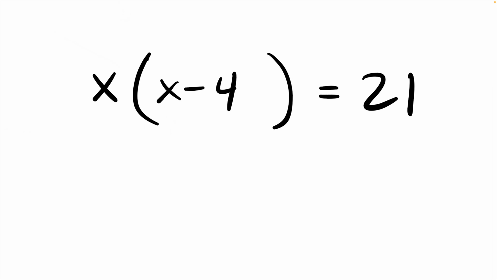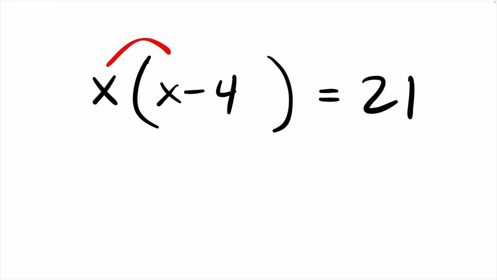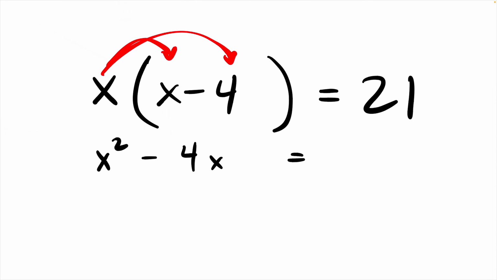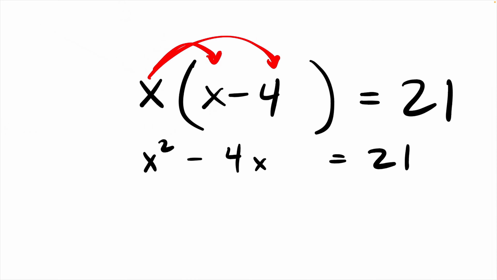What's our first step going to be? Multiply, right? Distribute. Distributive property, right? Distribute. x times x is x squared. x times negative 4 is negative 4x equals 21.